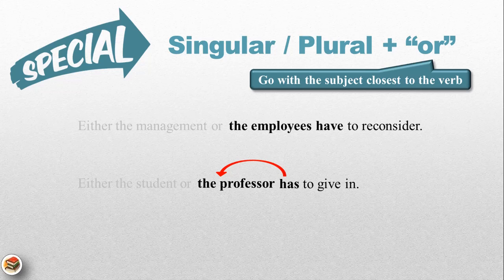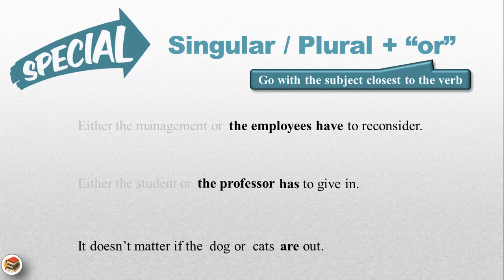So if you have an or and a mix of singular and plural subjects, go with the one closest to the verb. It doesn't matter if the dog or the cats are out. So cats is closer to the verb, and we use are out for that one.